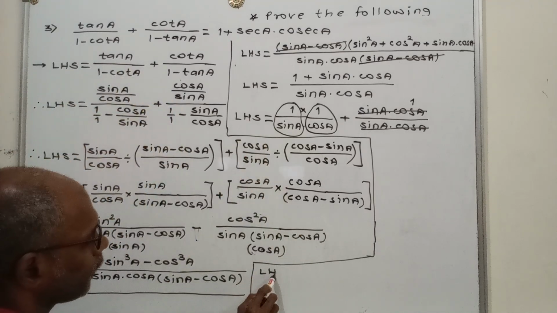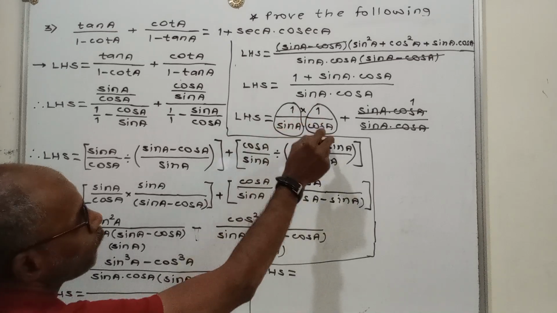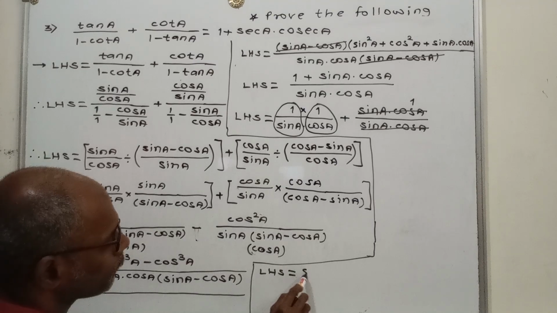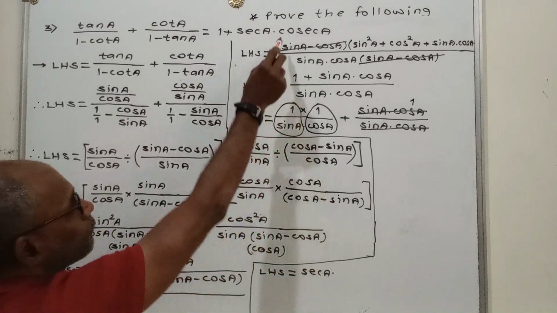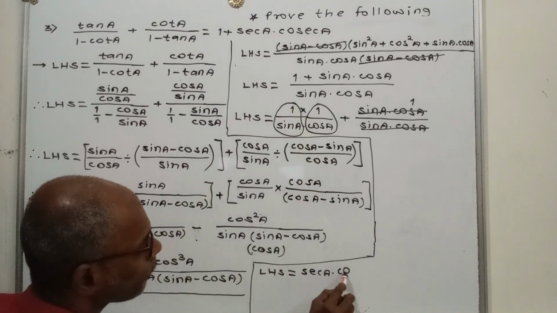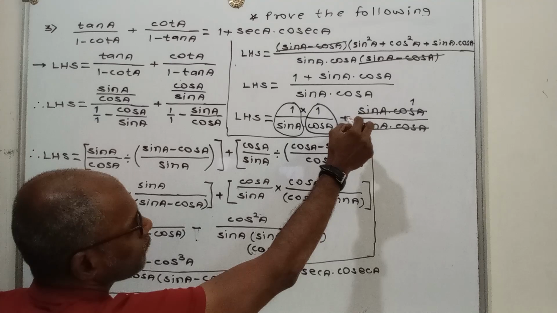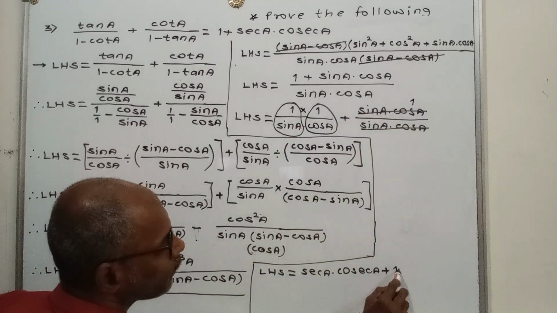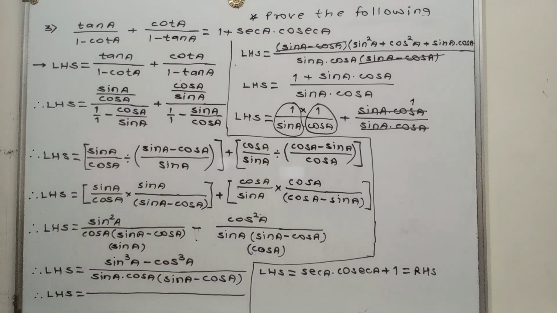Therefore, our final answer: LHS is equal to 1 upon cos means sec A, and 1 upon sin means cosec A, plus 1. This is our RHS. Very important example.